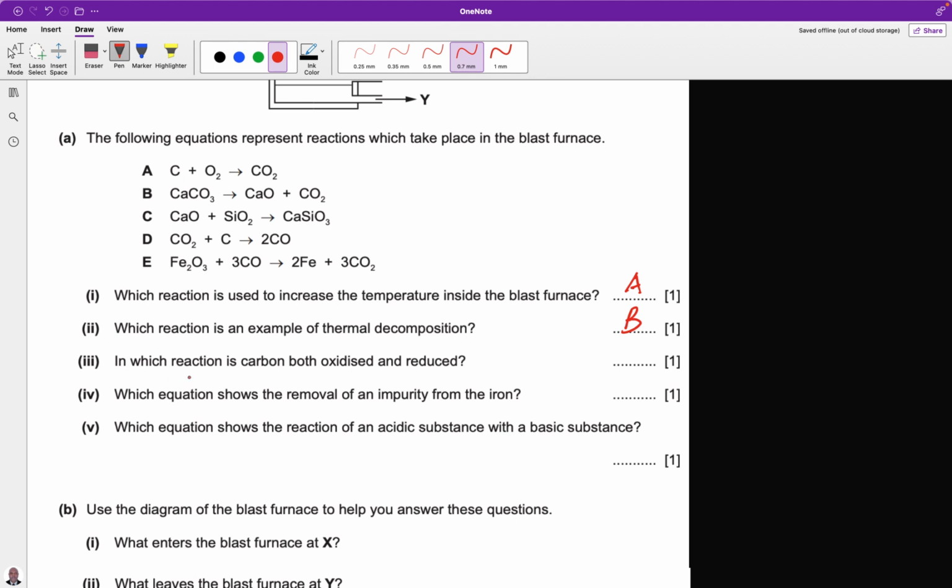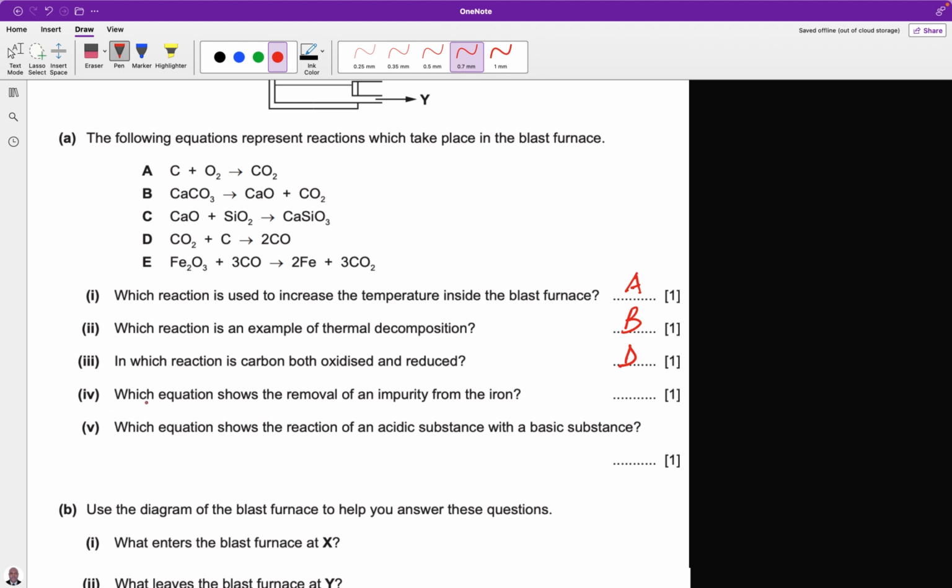3. In which reaction is carbon both oxidized and reduced? They are telling you which of the reactions is a redox reaction. From this, you see carbon here is reduced, now it is oxidized, so it is reaction D. So number 3 is D.